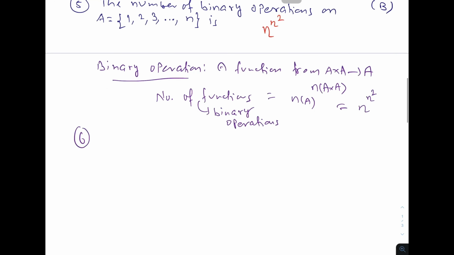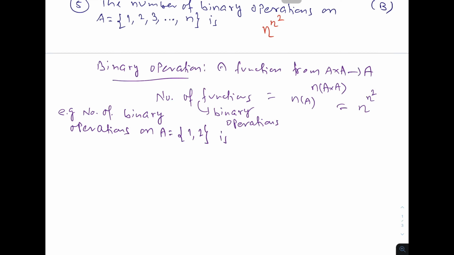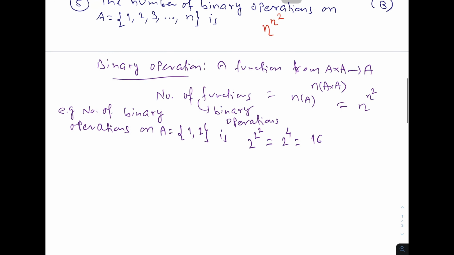So suppose like this, number of binary operations on say set A equal to {1, 2} is 2 power 2 square, that means 2 power 4, and so that is nothing but 16.